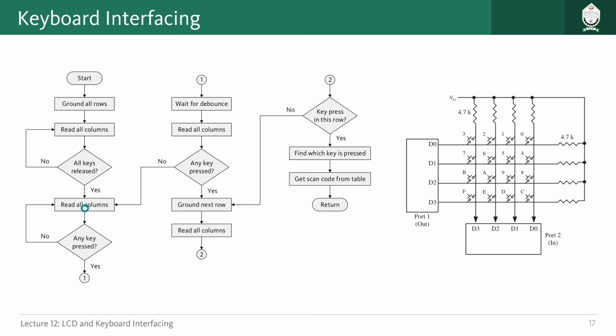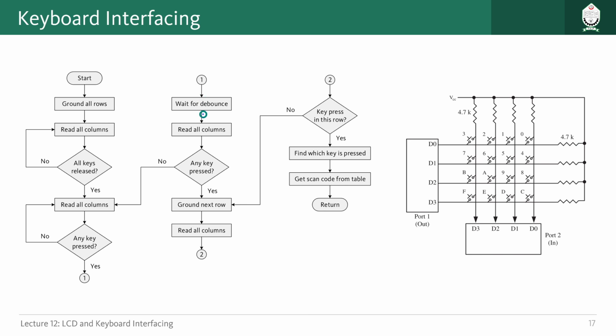Now we are into the main code. Now we are going to check for a new key press. We are going to read the columns and find out if any key has been pressed or not, so we are just looking at these values. If all of them are 1, that means no key has been pressed. So if any value other than 1111 is there in the input pins of port 2, we will understand that a key has been pressed and we can move on to the next stage.